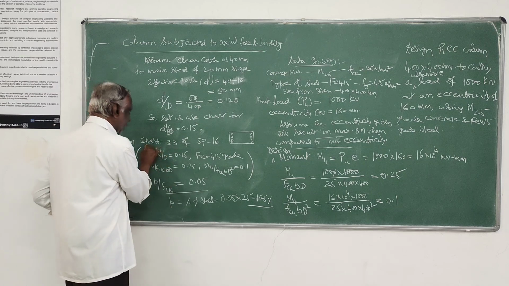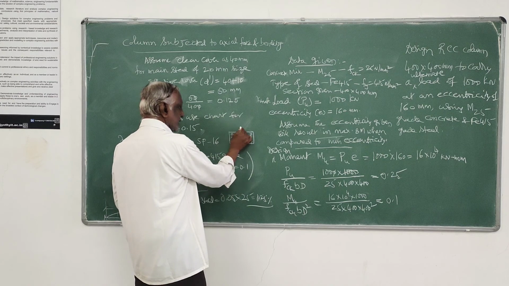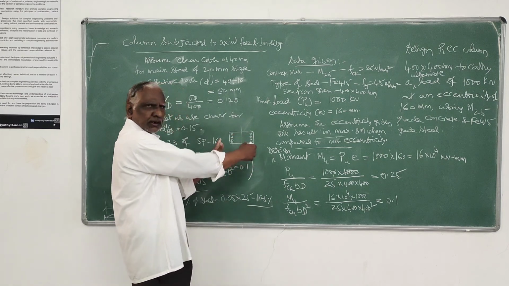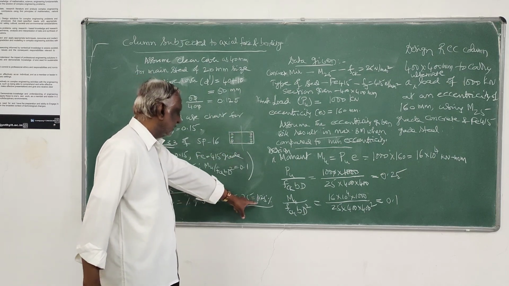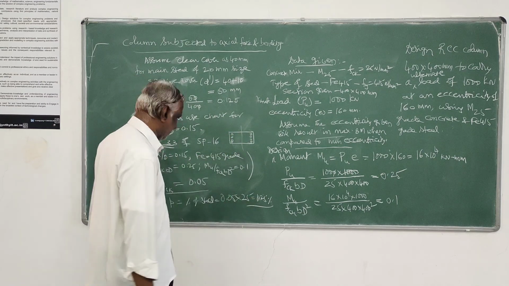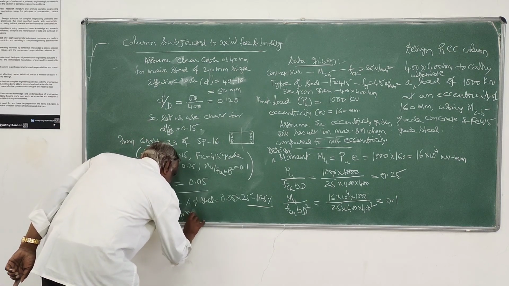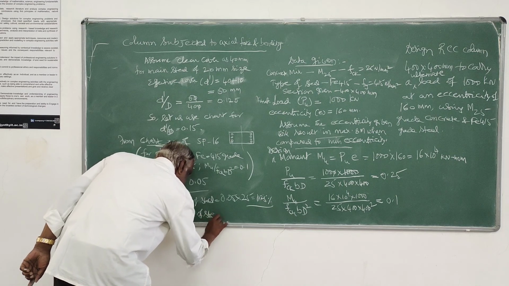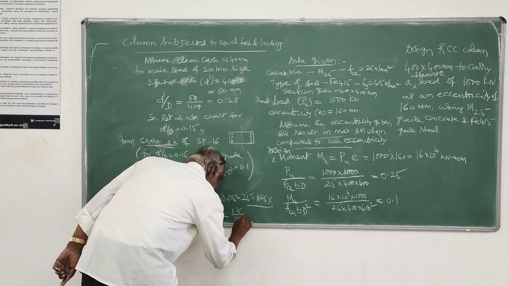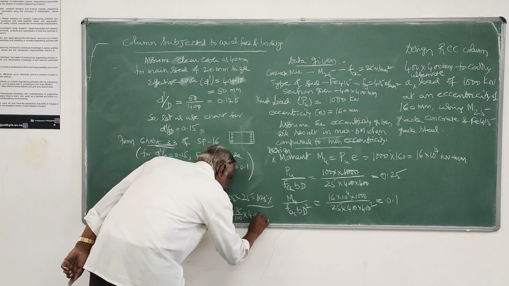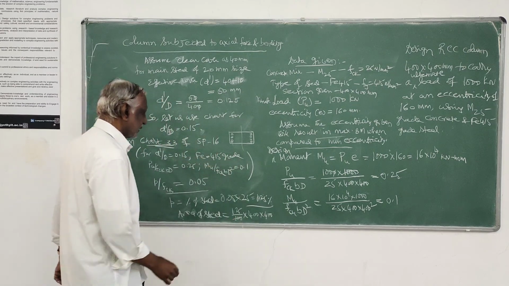Since I have used chart 33, which I showed you, the steel has been distributed only on the two parallel edges. The area of this steel is 1.25%. So you can find out the area of steel. Area of steel equals 1.25% of BD, which is 400 by 400.